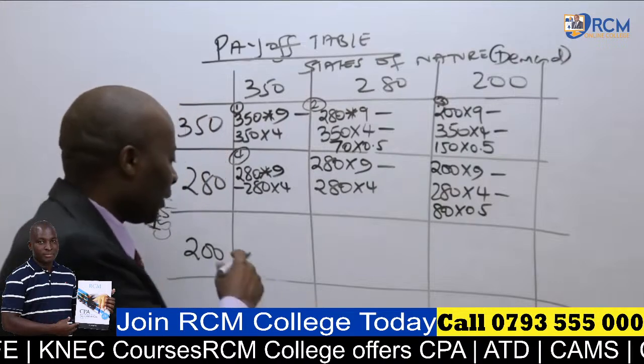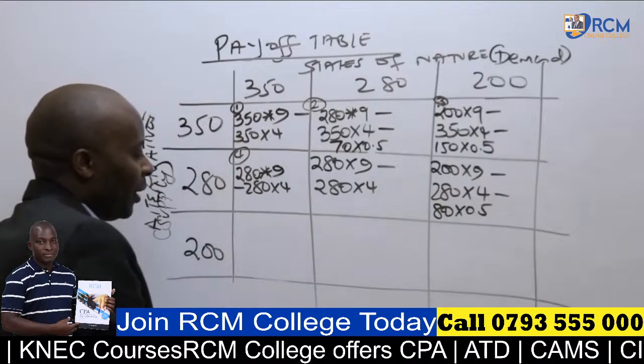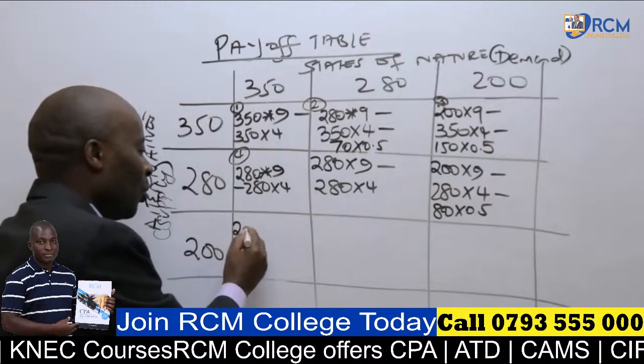So come to the last row. Last row, we are producing 200, 350 are being demanded. So in this case here, we shall end up selling what here?